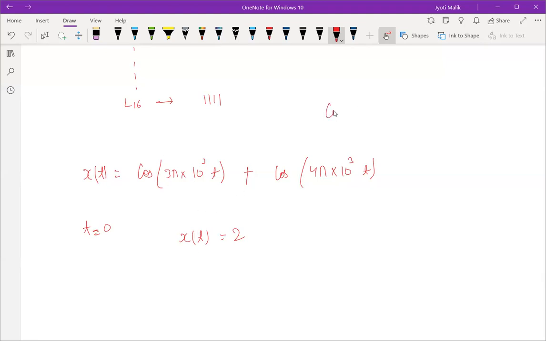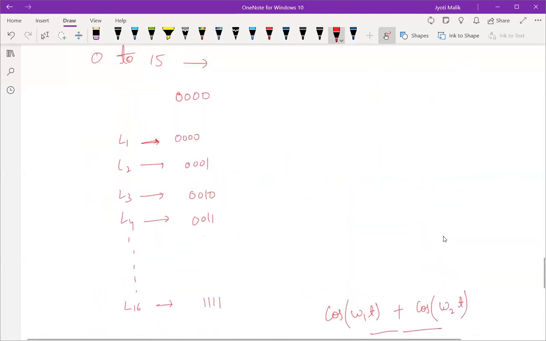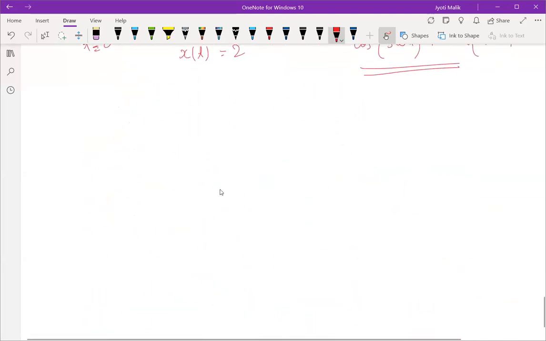You can just search the graph of cos omega 1t plus cos omega 2t. Or you can say, let's say this is your omega, you can assume cos 3 omega t plus cos 4 omega t. You can just search the graph of this. And once you have the graph, just plot that graph.